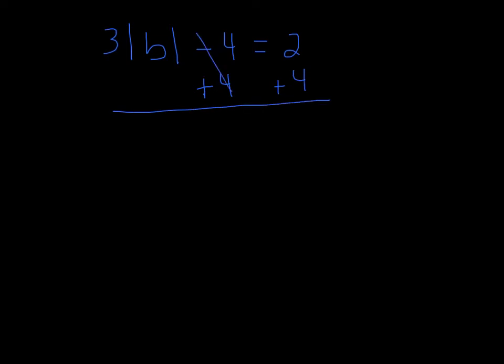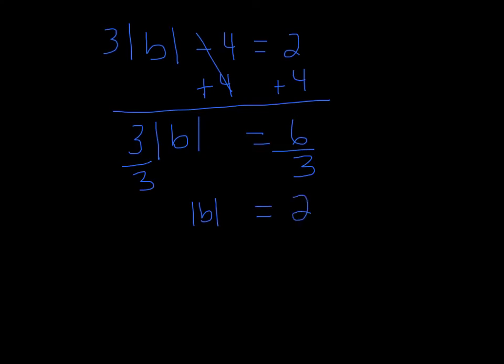and those go away. So we're left on this side with 3 times the absolute value of b, and then over here we're left with 6. So now we want to get that absolute value of b all by itself, so we got to divide by that 3. And now we have the absolute value of b all by itself, and 6 over 3 is equal to 2.